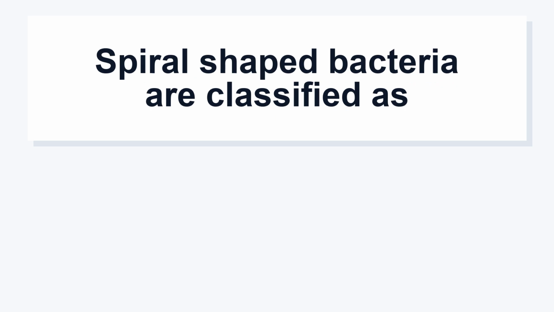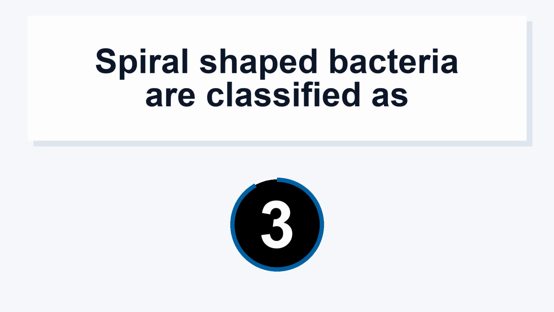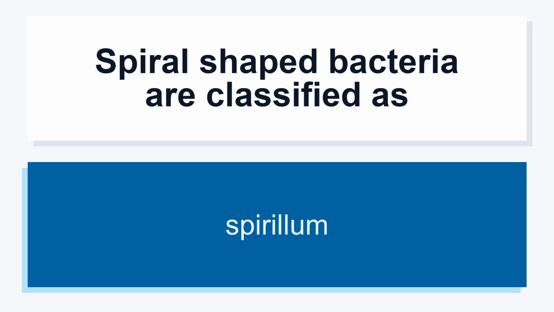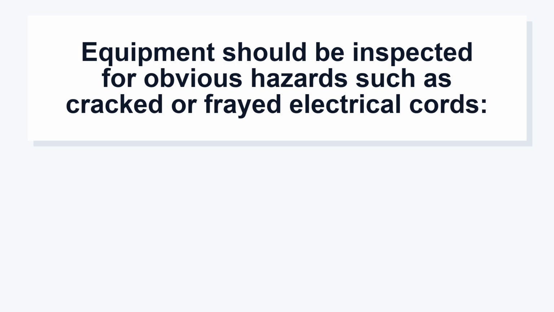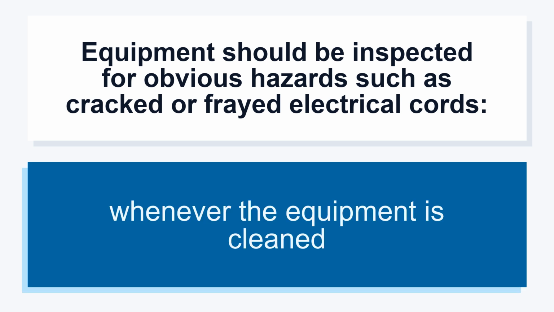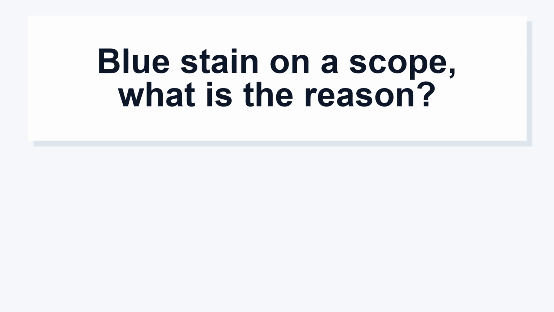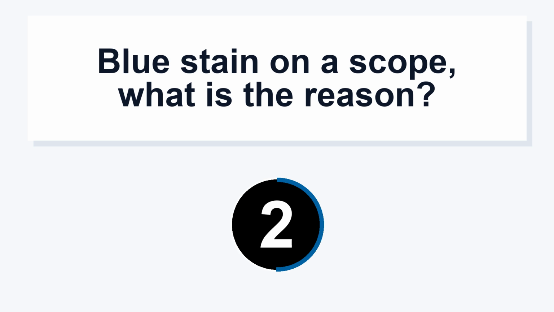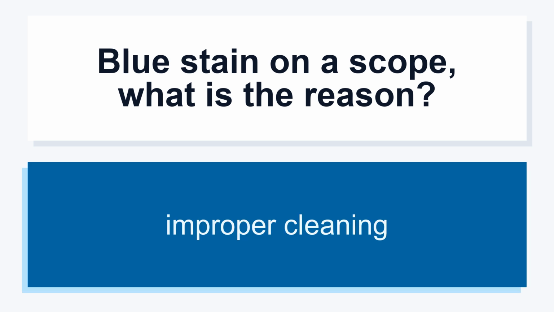Spiral-shaped bacteria are classified as Spirillum. Equipment should be inspected for obvious hazards such as cracked or frayed electrical cords whenever the equipment is cleaned. Blue stain on a scope, what is the reason? Improper cleaning.